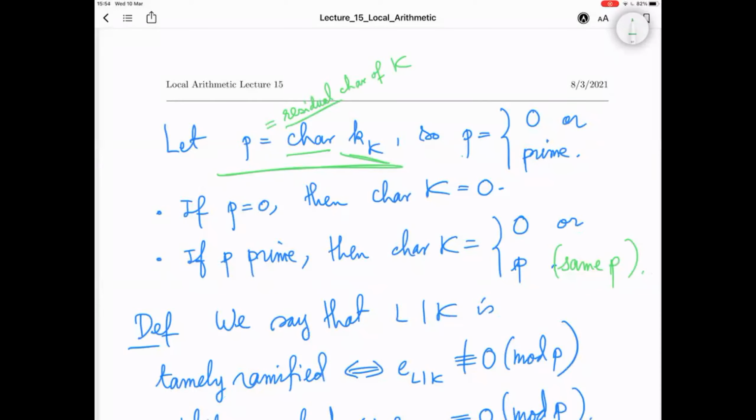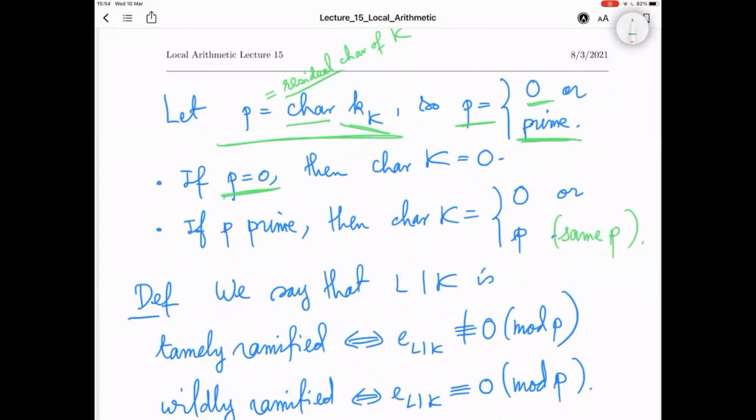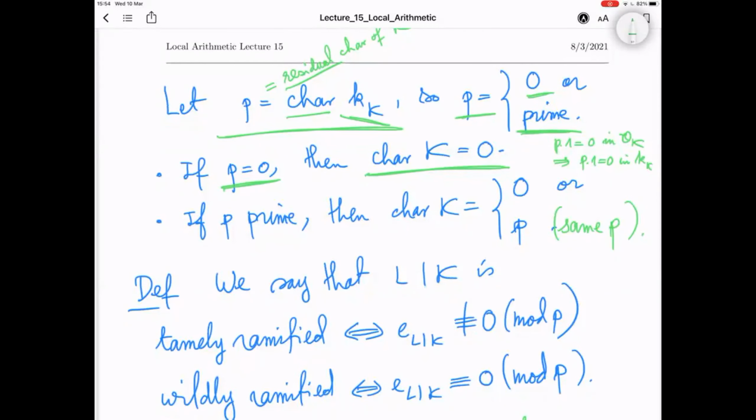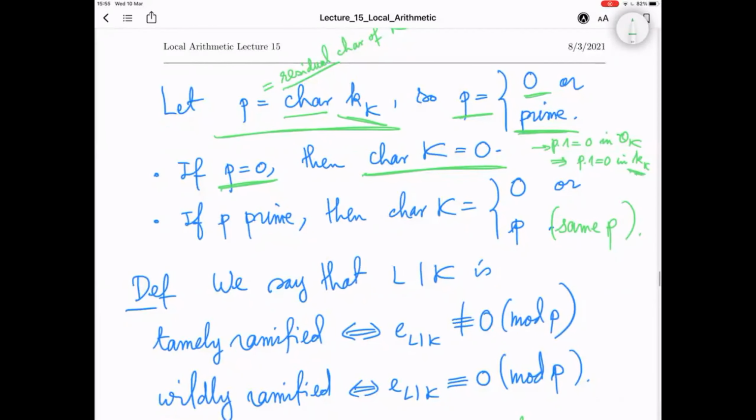So of course, being the characteristic of a field, it can be either zero or a prime number. If the residual characteristic is zero, then of course the characteristic of K itself has to be zero. Because if P times 1 is equal to 0 in O_K, this implies that P times 1 is equal to 0 in the residue field, right? So if the characteristic of capital K is a prime, then the characteristic of the residue field has to be the same prime.